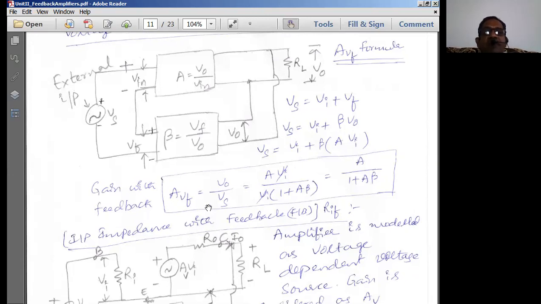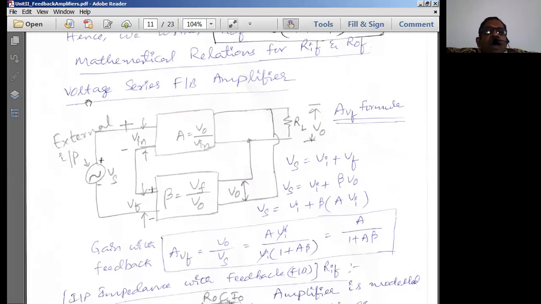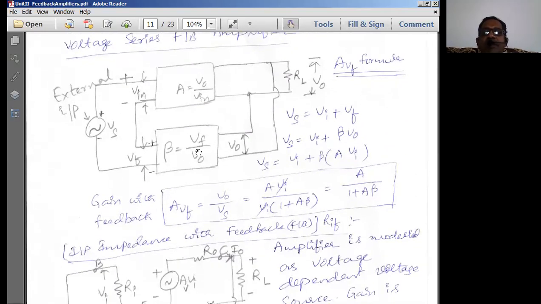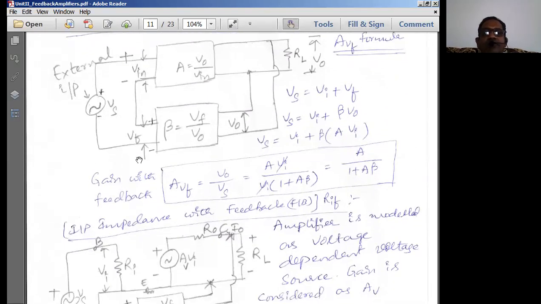Now what is AVF? It is the voltage gain with feedback. Why am I writing voltage gain? Because I am getting a voltage amplifier by this voltage series feedback configuration. So output is a voltage, input is a voltage. Therefore I am going to get a voltage gain with feedback. So the gain of the amplifier is always going to be a voltage gain. Why is it voltage gain? Because A is equal to V naught by Vi. So therefore it is a voltage gain.